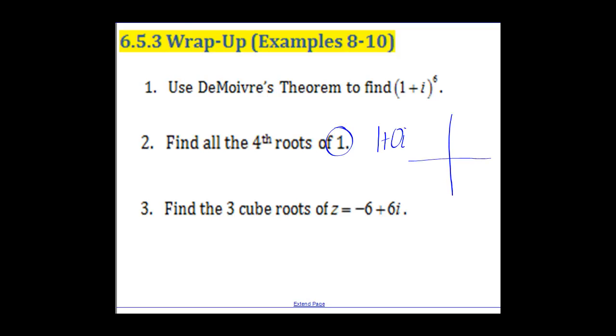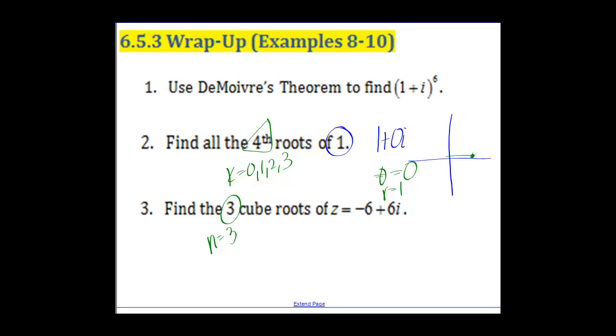On the coordinate plane, it would be right here. So it looks like theta would be 0, and your R value is 1. Because you're finding the fourth roots, you'll be using k equals 0, 1, 2, and 3. And for number 3, find the 3 cube roots. So your n is 3.